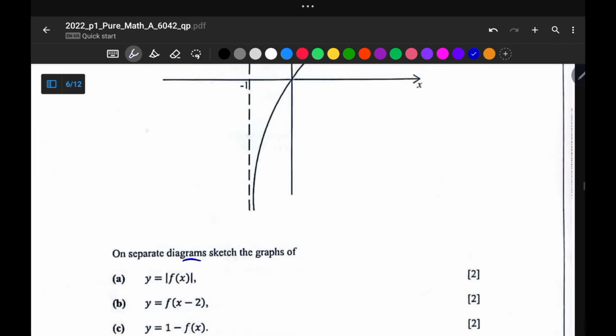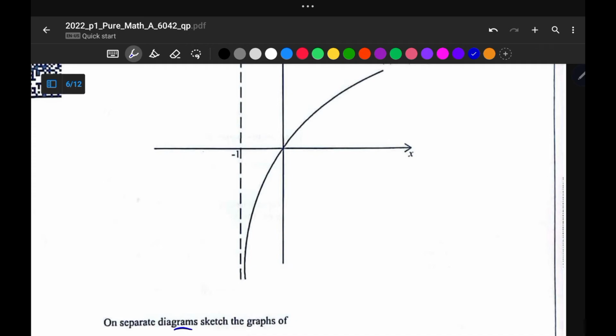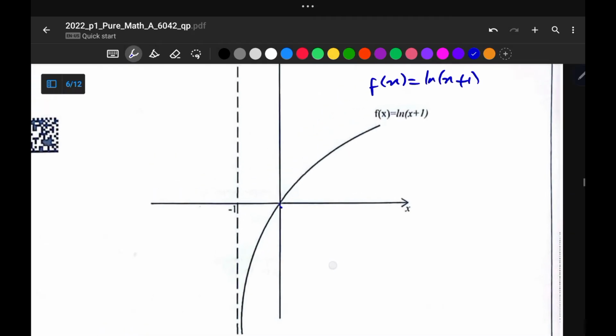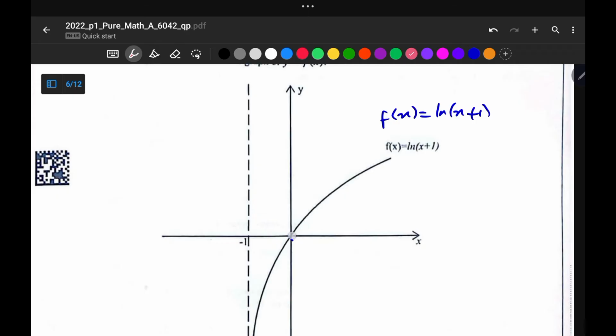Okay, let us start with y equal to modulus of f of x. To sketch this graph, we are going to reflect the part of the graph that is below the x-axis, with the x-axis as the mirror line. For us to reflect this, we are going to draw something like this. So our graph will be like this, starting from the origin, following this asymptote. Okay, so we draw it like this.